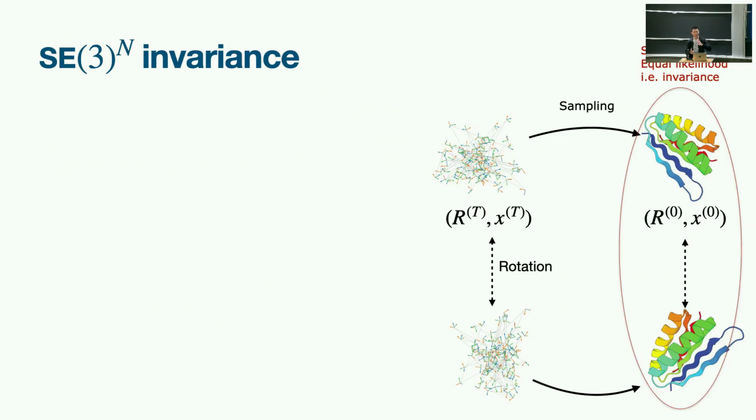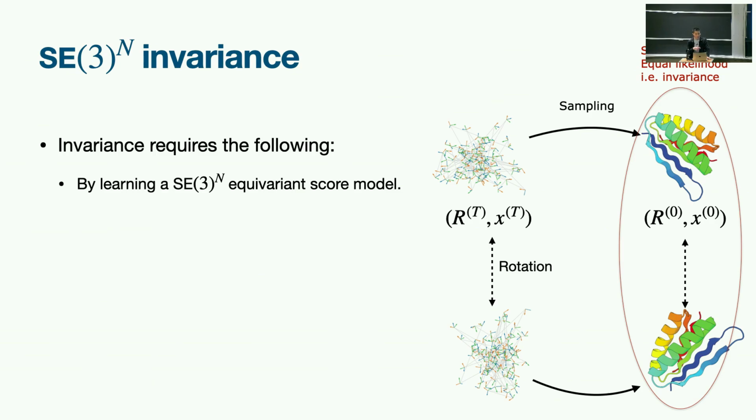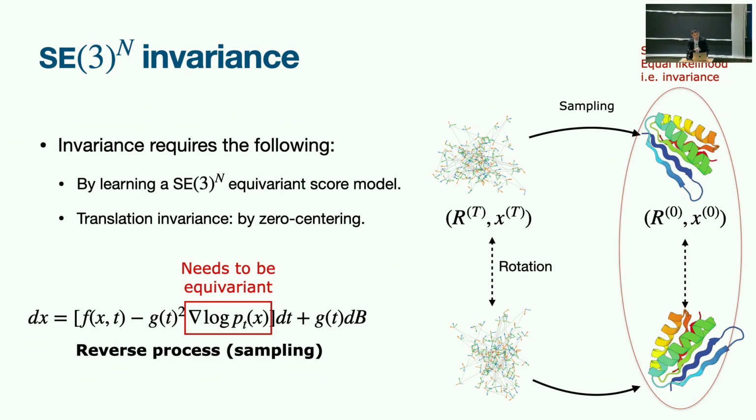As you know, proteins, if you rotate them, still have to have the same function. So you want to keep this SE3 invariance when you're sampling from this diffusion model. There are a few things to satisfy this invariance criteria of your diffusion model. One, you want to have an equivariant score model so that your score will rotate if the protein rotates as well. And then you also want to keep the translation invariance by zero centering at each time. This is in the algorithm here, where you want the score function to be equivariant.